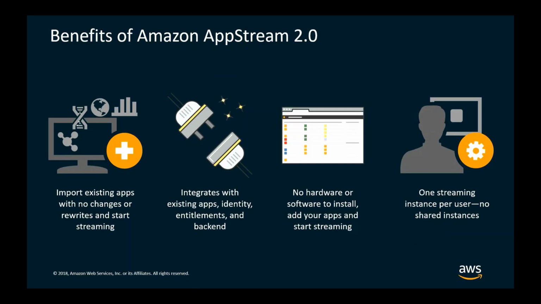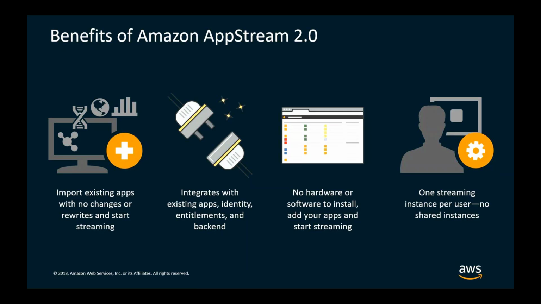AppStream 2.0 can import existing applications with no changes, no rewrites. So there's no customizing your applications or building them for mobile devices. Simply install your applications on a standard Windows instance, no changes, no rewrites, package them up and start streaming. AppStream 2.0 integrates with existing applications, identity entitlements, and backend systems. So you can use in domain join fleets, standard group policy management to configure your Windows instances. If you have licensing servers or things like that you need to access, you can reach those devices through VPC configuration, setting up the network routes. AppStream can access those devices on the back end and take advantage of those systems the same as you would with any other instance. There's no hardware or software to install. Simply add your applications and start streaming.